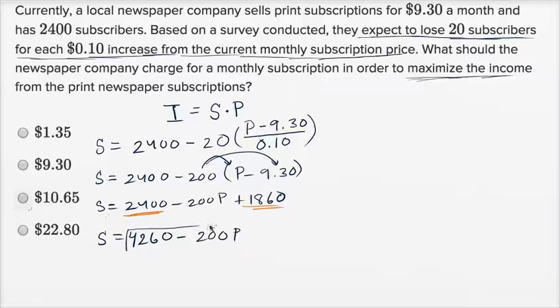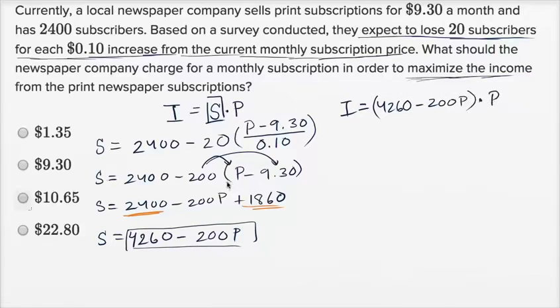So we now have a simplified subscribers as a function of price, and now we can substitute this expression in for S in our original equation. So if we do that, we get income is equal to, instead of writing S, we could write 4,260 minus 200P, and then times P. Now we can distribute this P, and we're going to get income as a function of price is 4,260P minus 200P squared.